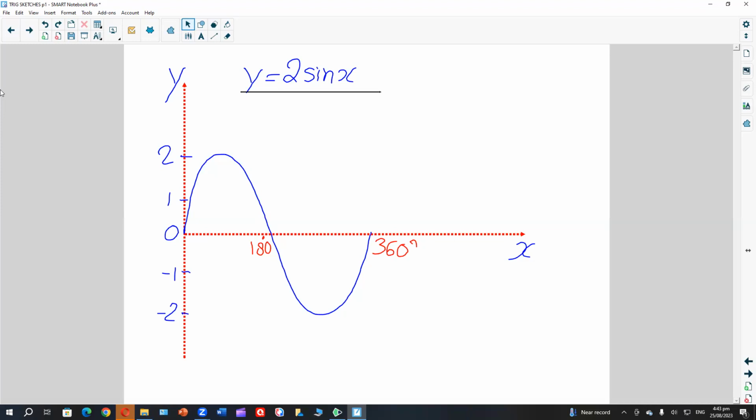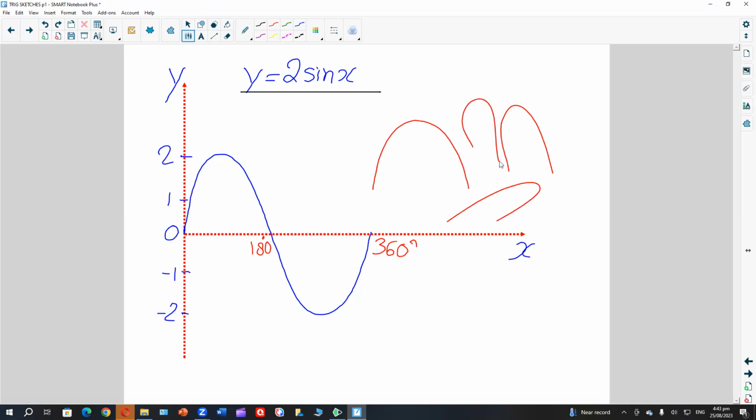Now, when you draw a sketch, you have to make it very, very neat. When you draw a sketch, remember that you curve like this. If you make a non-symmetrical curve like this, they will cancel the marks.